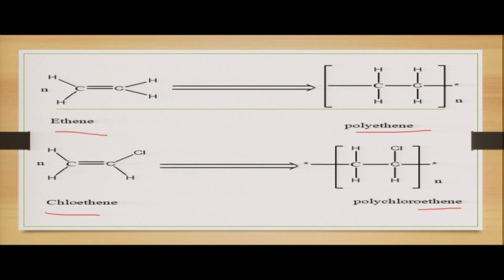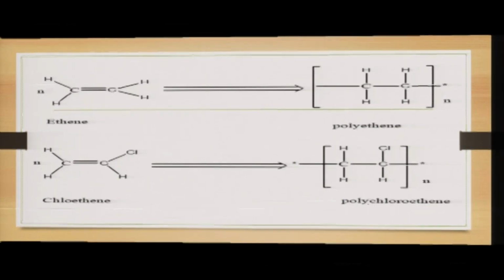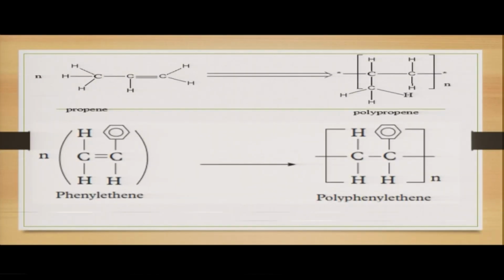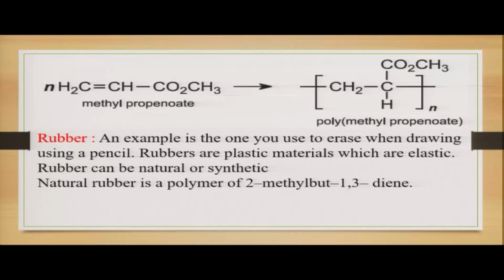Chloroethene, polychloroethene. That is the naming, which is very simple. You have propene, it forms polypropene. You have phenylethene, then it forms polyphenylethene. So the naming is just adding the prefix poly to the name of the monomer. That is how we name those compounds.